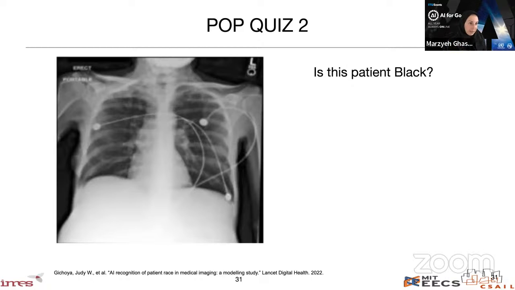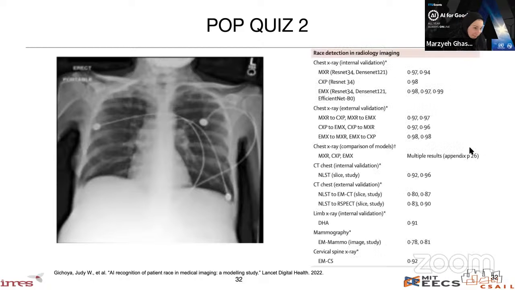Is this patient Black? This is just a chest x-ray. How could you possibly tell that from a chest x-ray? And I should say we surveyed a bunch of radiologists and they can't. So you shouldn't feel bad if you can't. But AI models can. They can do it really well. They can do it really well in many different modalities, in medical images from different sites, from different countries, for different kinds of patients.